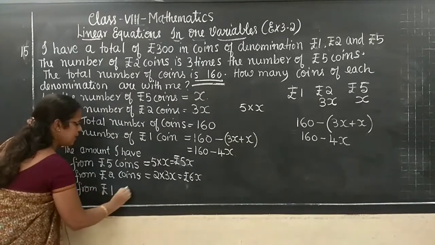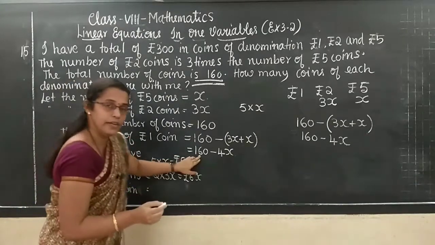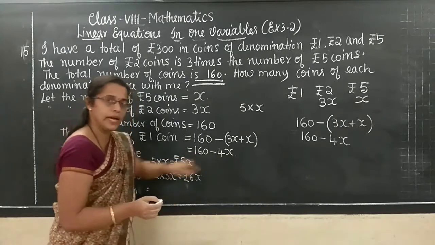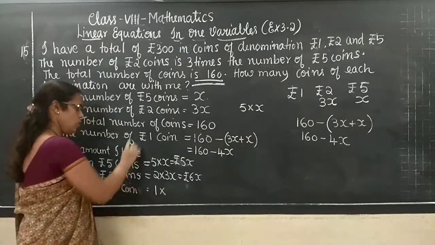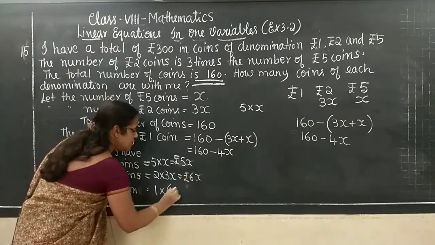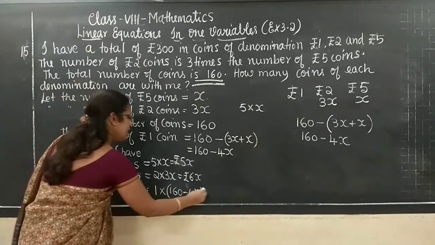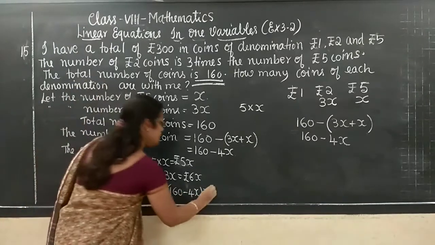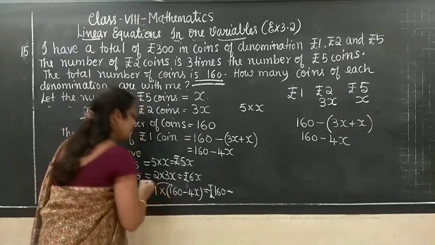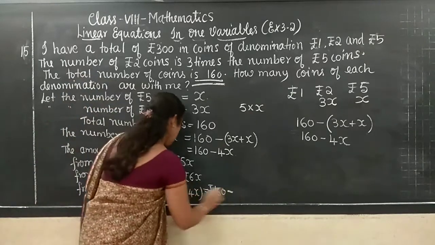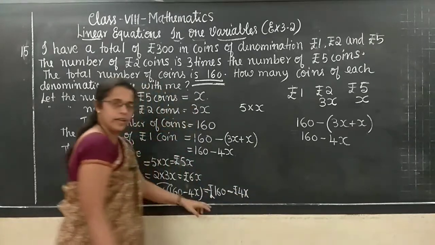Okay, so then from 1 rupee coins. How many coins are there? 160 minus 4x. So 160 minus 4x means 1 into this, 1 into 160 minus 4x. Since this is a binomial, you have to put the bracket. Is it okay? So 160 minus 1 into 4x, like this. Is it okay?